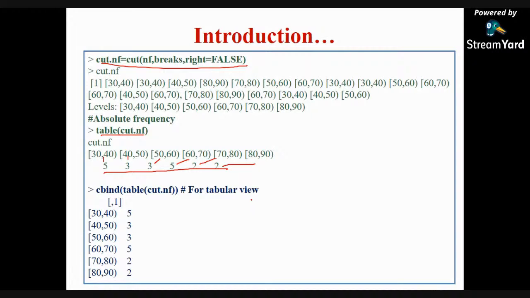And if I want to see them in tabular form, I just have to write the code cbind, that is column bind. I just type cbind and the rest of the code remains the same, and then I can get a tabular view. So you can see the tabular view out here. Fine, so this is how it is achieved.